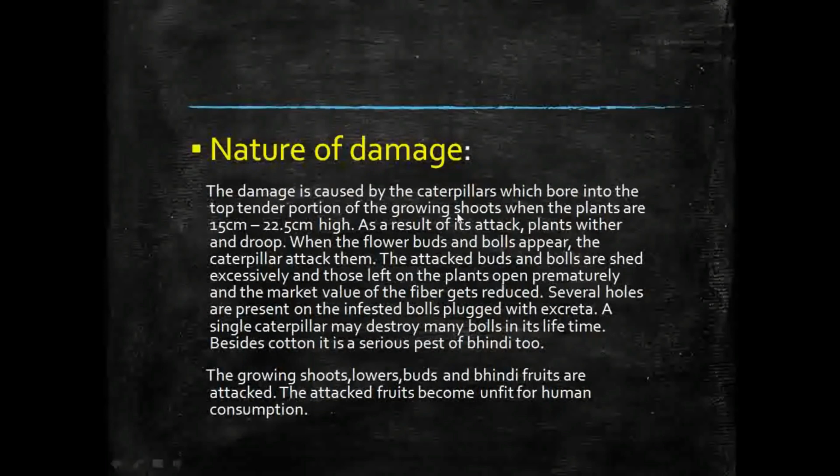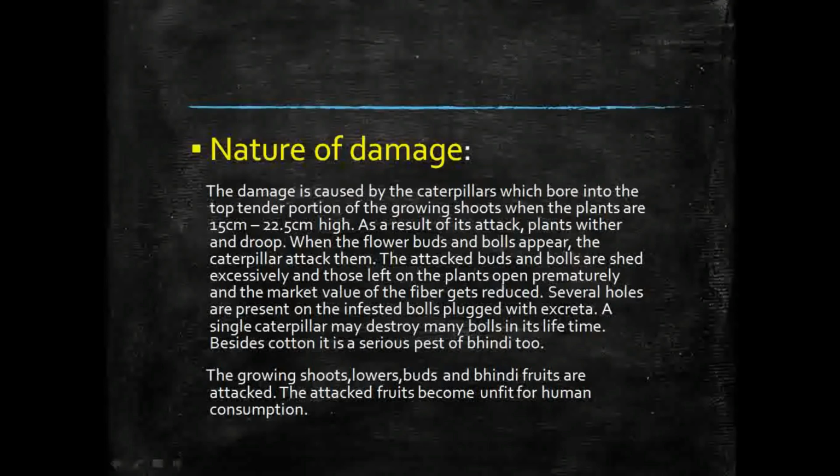The damage is caused by the caterpillar, which bores into the top tender portion of the growing shoots when the plants are 15 centimeters to 22.5 centimeters high. So as the plant grows up to this much height, the caterpillar starts boring into the soft, that is tender, portions of the growing shoots of this cotton plant. As a result of its attack, plants wither and droop, meaning they become very dry because it is continuously feeding on the softer portion, and it becomes dry and droops.